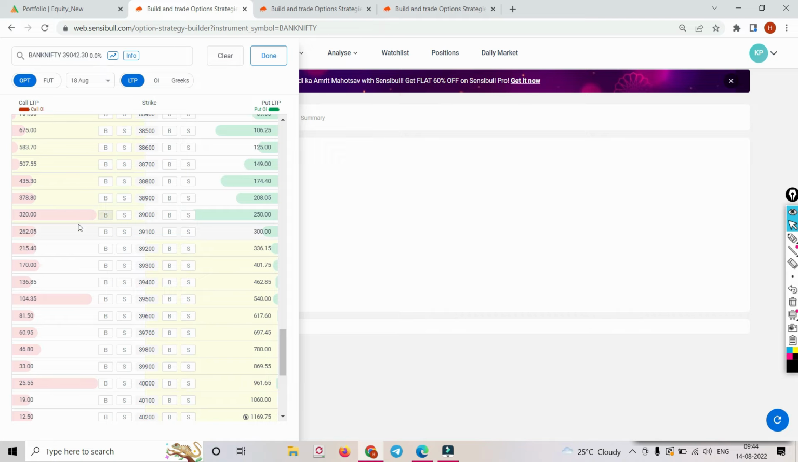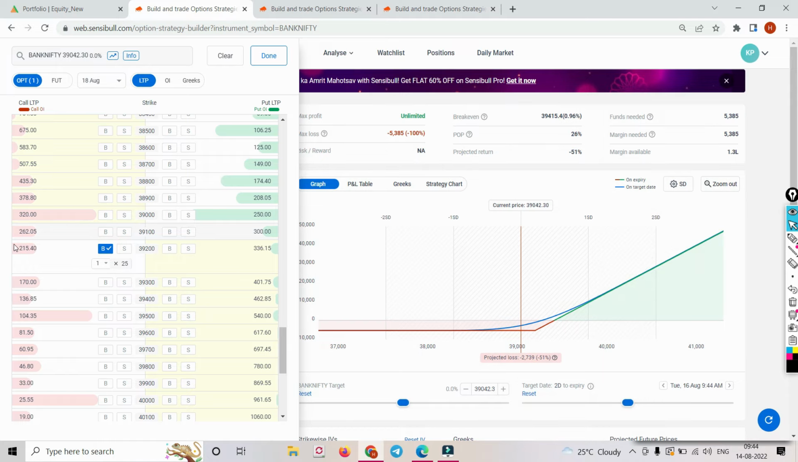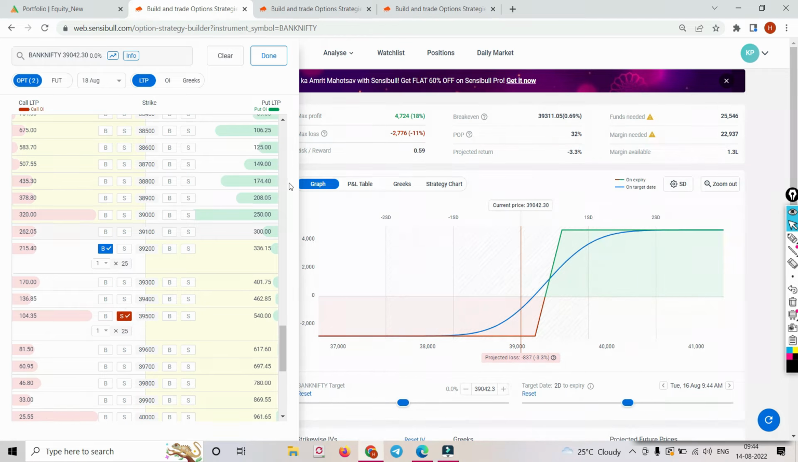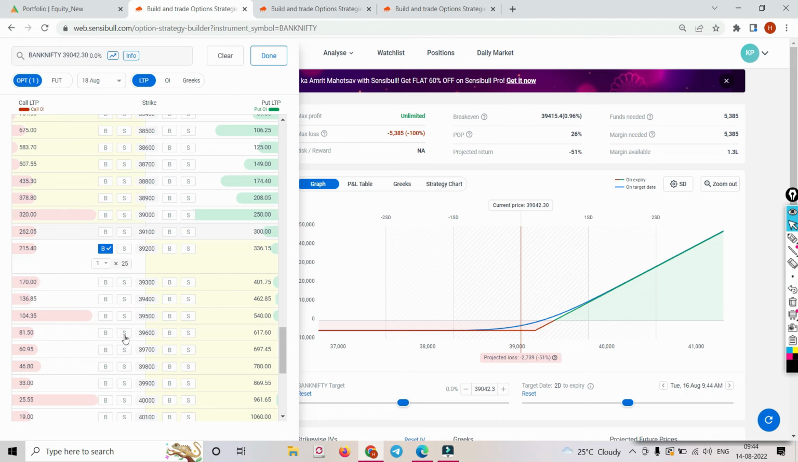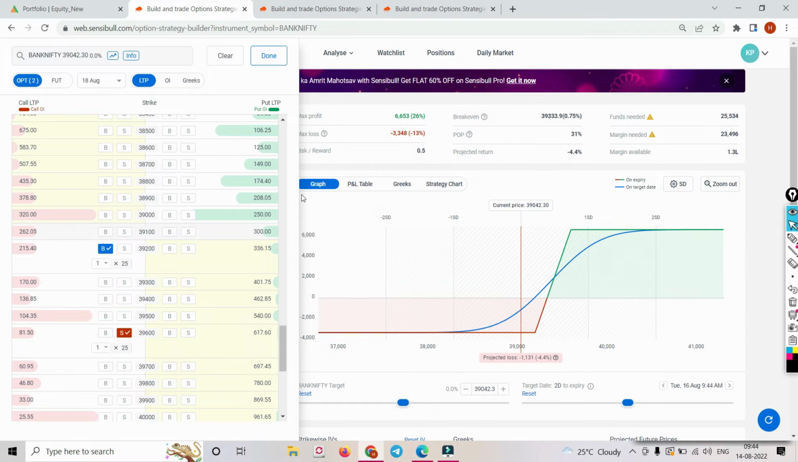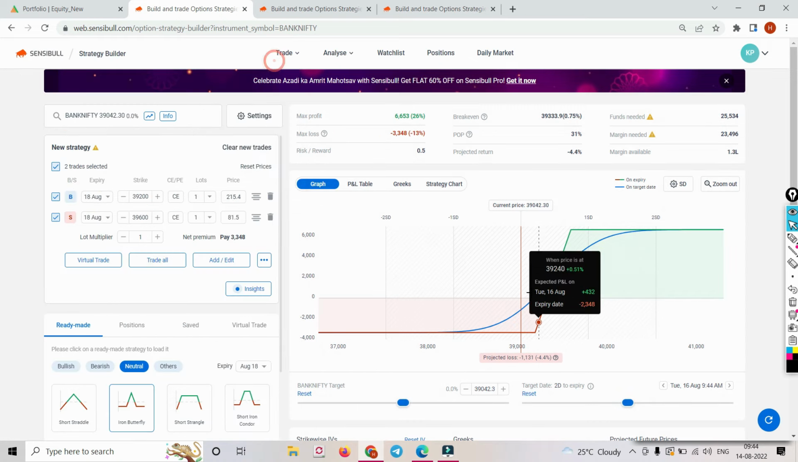Okay, 39,000, I'll select this one. Buy, half of premium would be 215, something like 1 2 3 4 5, right? I'll go for sell, right? Or else I'll go for this sold position, right? So 1:2. Okay, this is my debit spread.